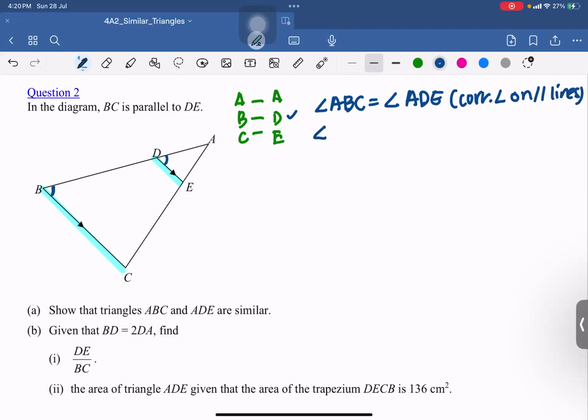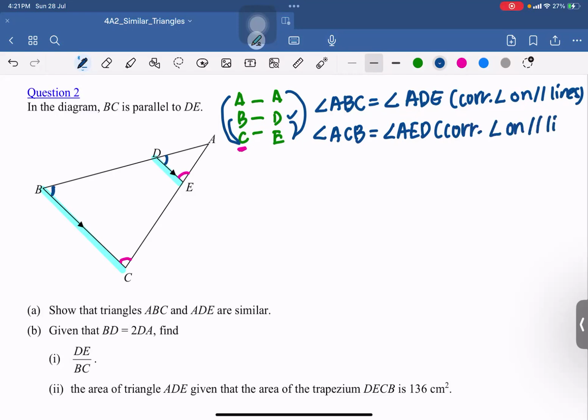Then our job now is finding one more matching angle. I can see E and C, so angle ACB equals, there's a sequence in the order of labeling, A, C, and then B, then that will be A, E, and D. This pair of angles is also the same, so by the reason corresponding angles on parallel lines.